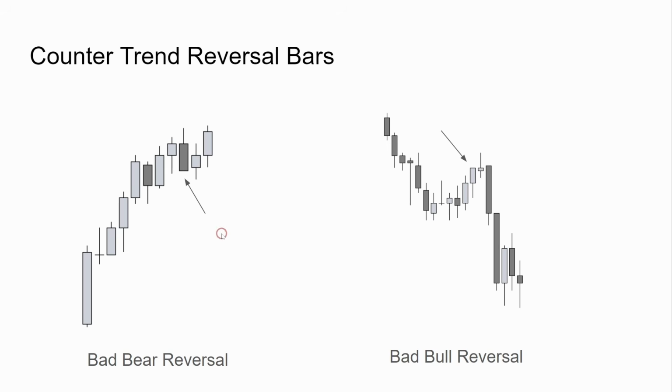Here's a bad bear reversal bar. We have a strong push up and then a reversal bar. The bulls try and make a new high, but bears slam them down with a strong close and no wick. This looks like the previous bar on the bear flag.